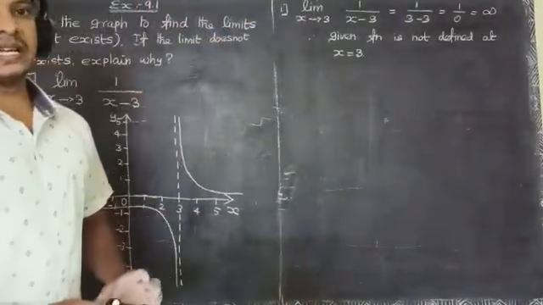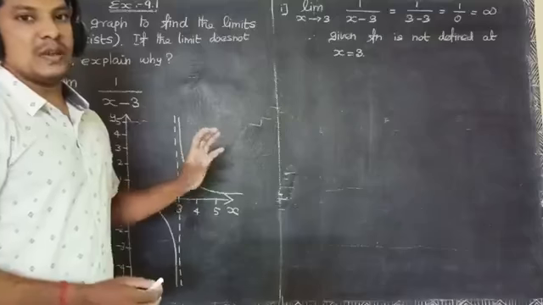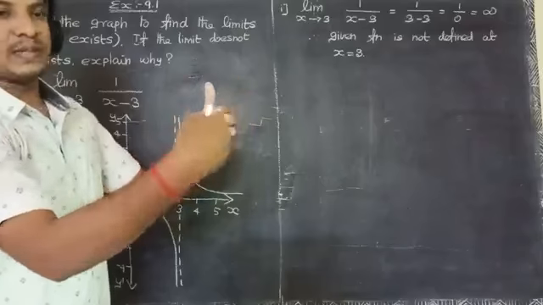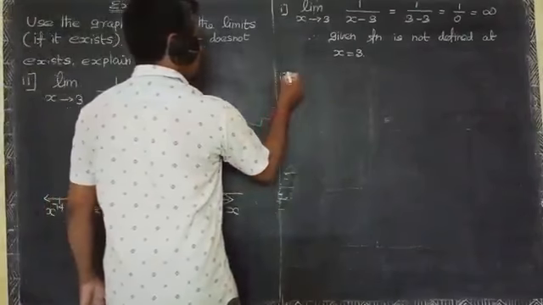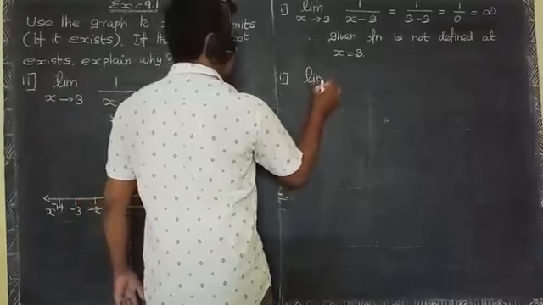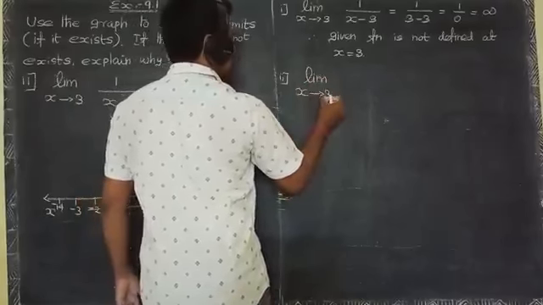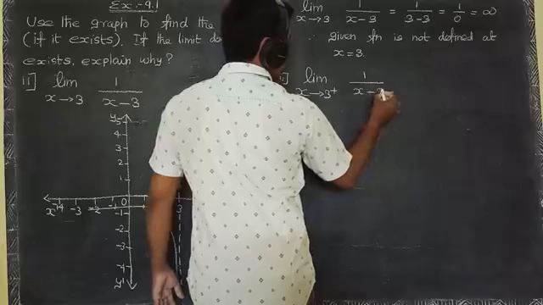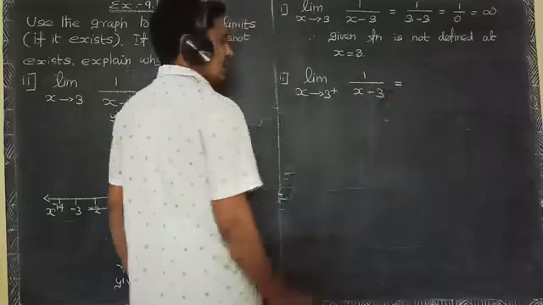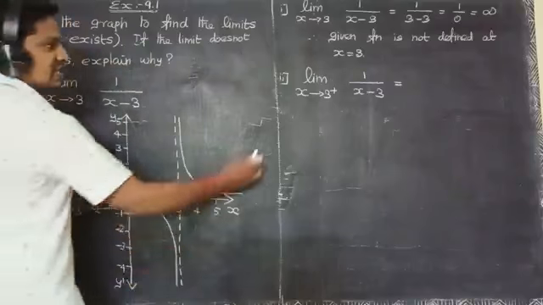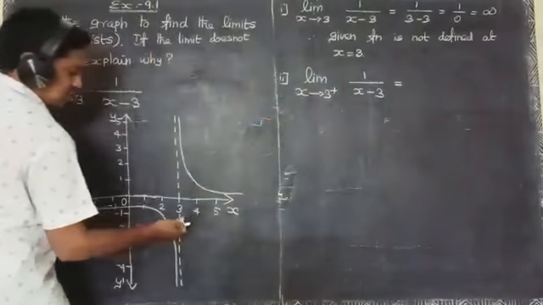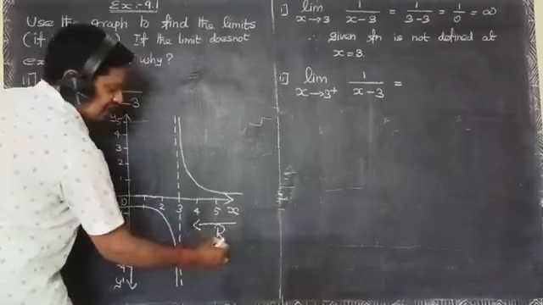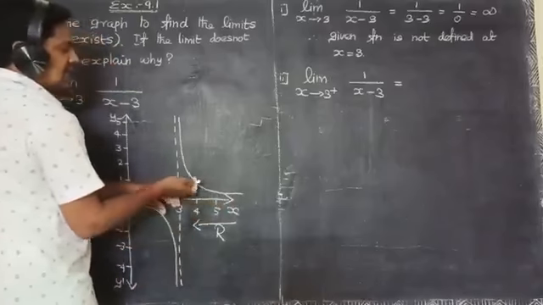Now we check whether the function has a limit on either side, right side and left side. In the second one, limit x approaches 3 plus of the function 1 divided by x minus 3. Refer to the figure: x approaches 3 plus means from the right side. From the right side the curve is upward.